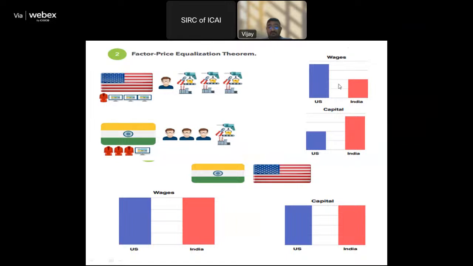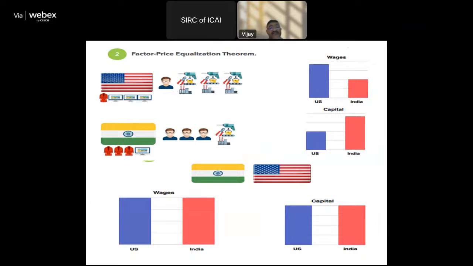Royalty, technical know-how, or interest on capital, which is high in India, low in US. So what will happen? There is a difference in price of factors of production. So US will employ Indians because wage rate is very less. India will deploy capital from US because interest rate is very less.